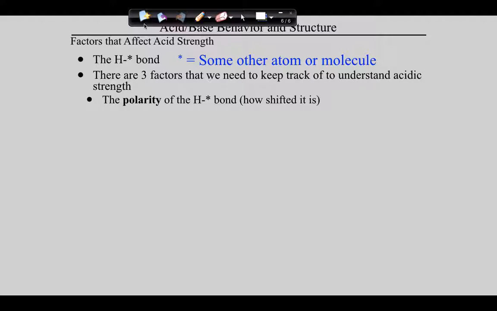Okay, so guys, what then is the relationship between the polarity of the H star bond and the strength of the acid? And guys, it's simply this. The more polar the bond is, the stronger the acid is. So guys, can we talk about why? Why would more polar bonds form stronger acids? What has to be true of those more polar bonds?